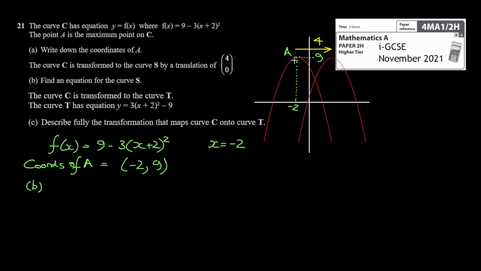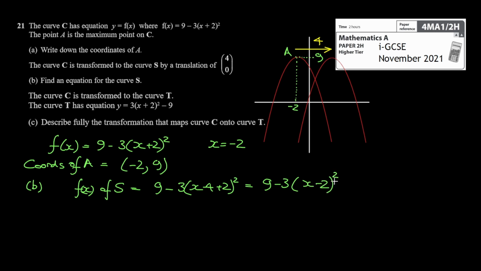Well, you've got to remember that when you move a curve to the right, you take 4 away from the x value. It's the big elephant trap. f(x) is equal to 9 minus 3, and this will be (x minus 4 plus 2) squared. So tidying that up, we get 9 minus 3(x minus 2) squared. And that is your answer.